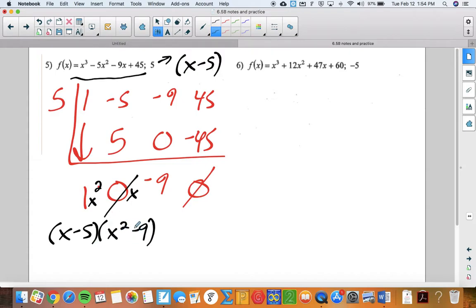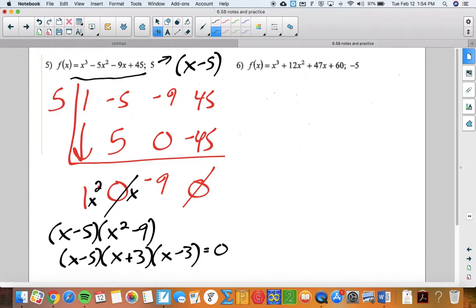To factor this, it's only 2 terms. So I think difference of squares. Can I square root each of these? Yes. Square root of that is x. Square root of that is 3. So that factors into x plus 3 times x minus 3. Difference of squares.